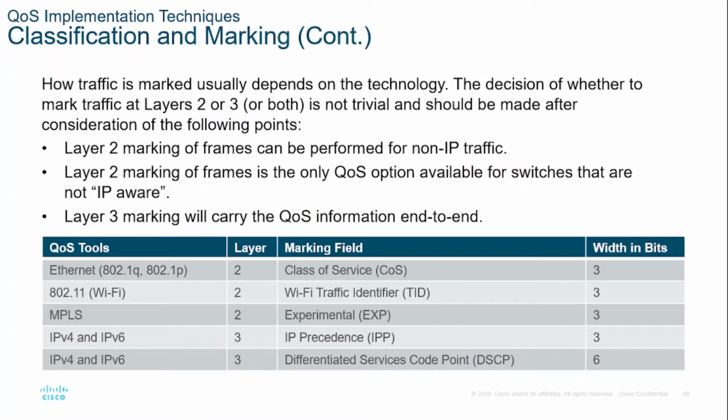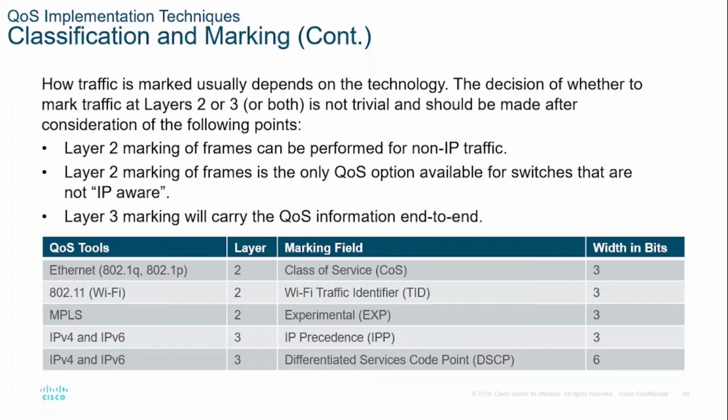Marking means that we are adding a value to the packet header. Devices receiving the packet look at the marked field to see if it matches a defined policy. Marking should be done as close to the source device as possible. This establishes the trust boundary. How traffic is marked usually depends on the technology. The table in the figure describes some of the marking fields used in various technologies.